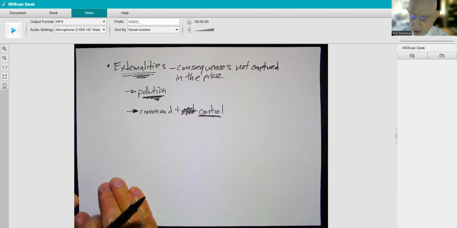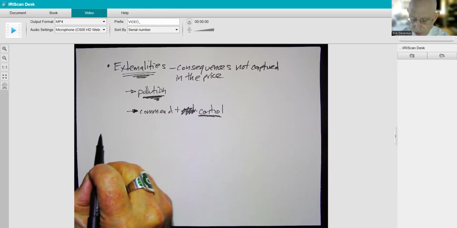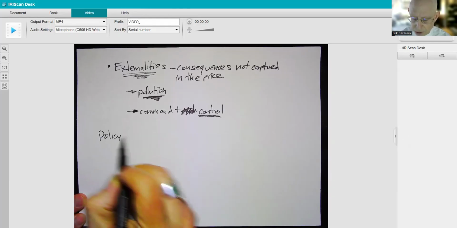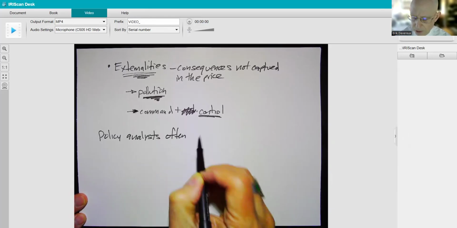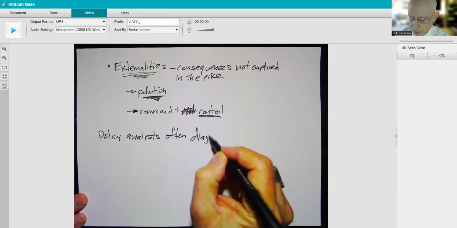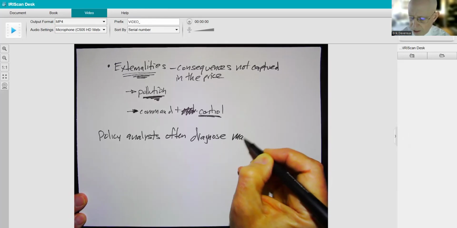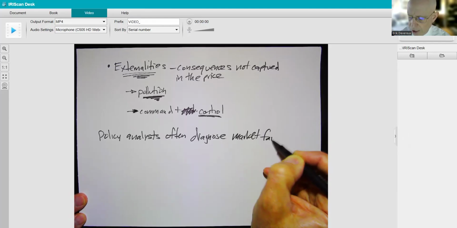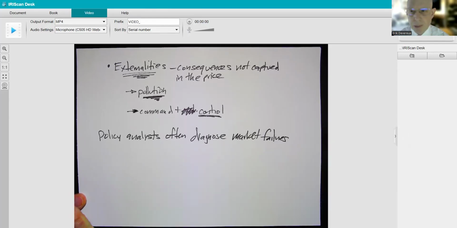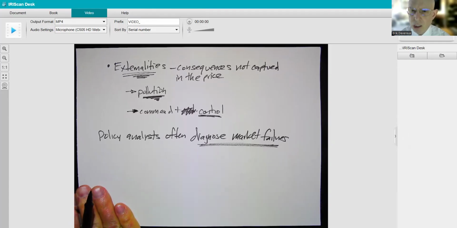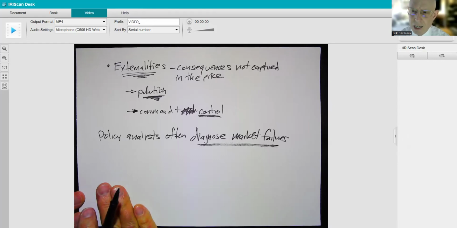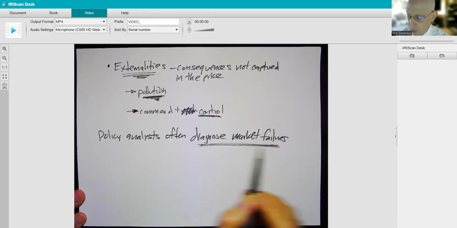So markets really matter in public policy analysis. One of the things that policy analysts often do is diagnose market failures. That's what we often do. We look at a particular problem where something is coming out in a way that we think is less preferable, and we try to see if it can be matched to a type of market failure. Later on in this series of videos, we'll be looking at some well-known treatments that economists have advocated for trying to resolve market failures.